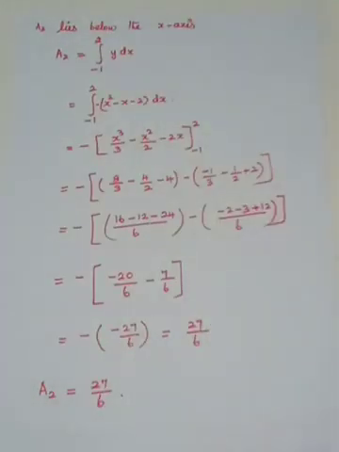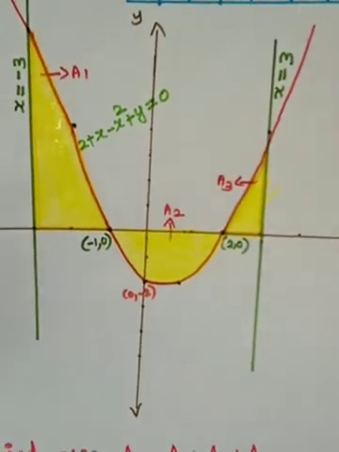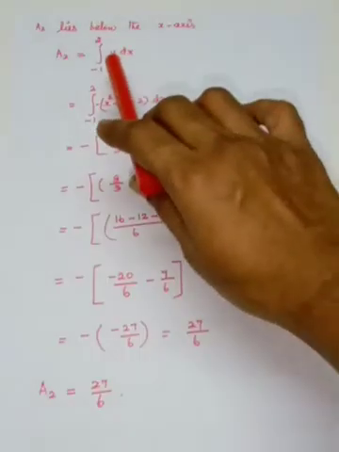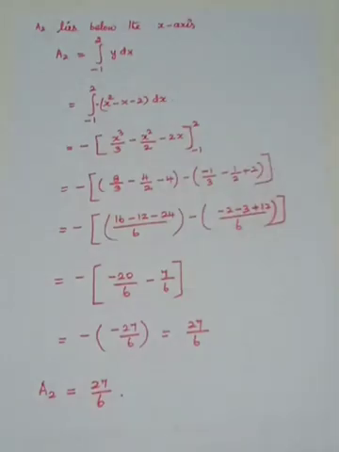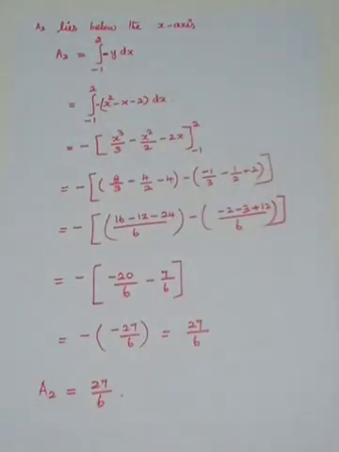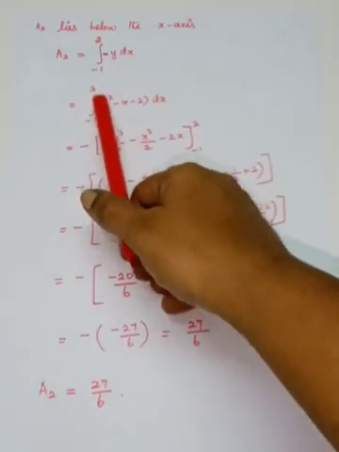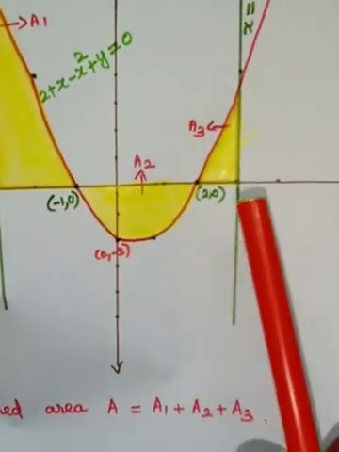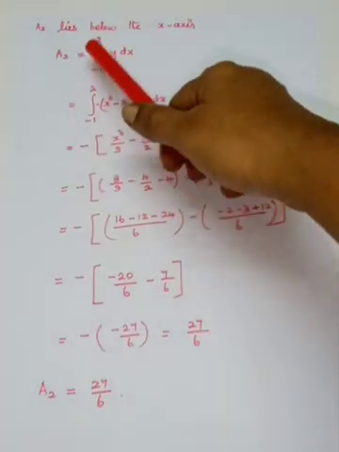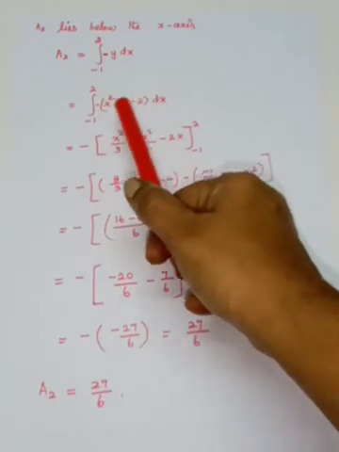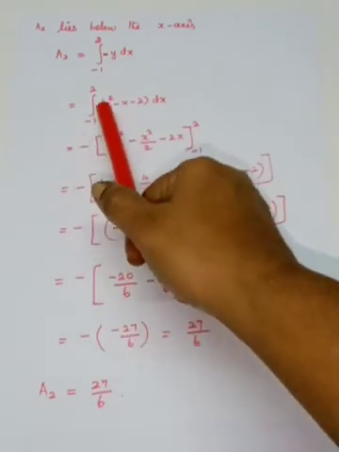Next we are going to A2. Look at your A2. A2 lies below the x-axis. Below the x-axis means the integral from a to b of minus y dx. So this minus is written here, and you have to see the limit for A2. The x limit is x equal to minus 1 to x equal to 2. So the integral from minus 1 to 2 of minus y dx. In the place of y it is substituted. The minus is commonly taken out, and you have to integrate.